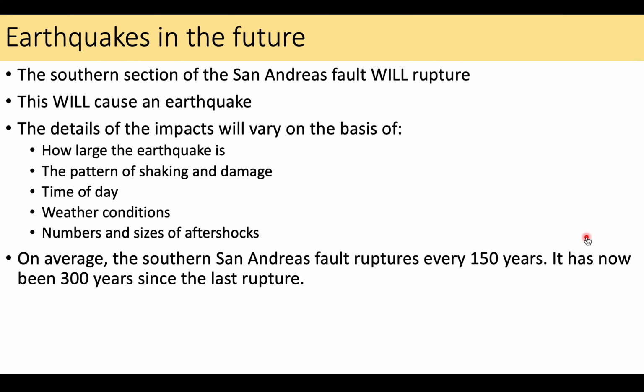So yes, eventually the San Andreas will rupture. There will be an earthquake or earthquakes. But the impacts are really going to vary hugely depending on how large is the earthquake, how large is that rupture, what type of shaking do we see, what time of day is it, what are the weather conditions, are there aftershocks, are there many aftershocks that are really small, are there a few that are really big? There's a lot of things that will factor into how a San Andreas fault rupture will actually affect us.